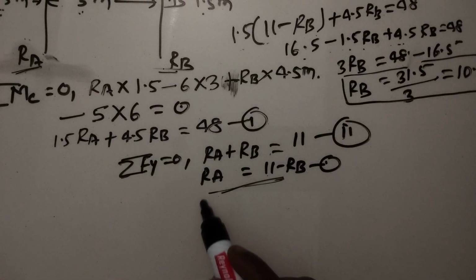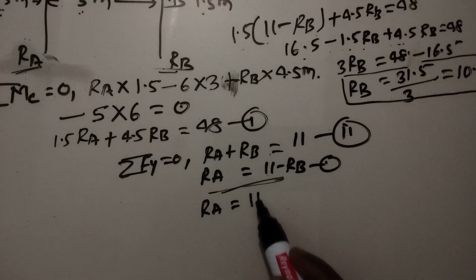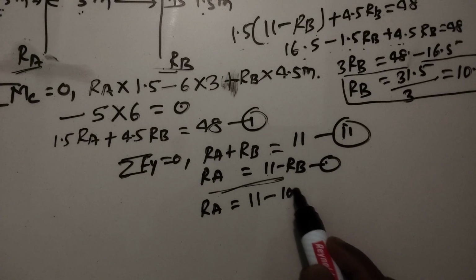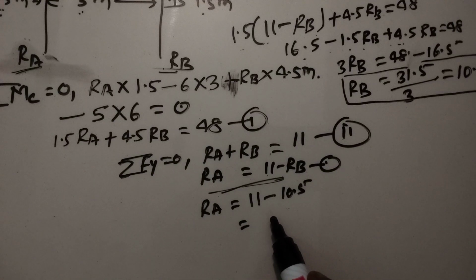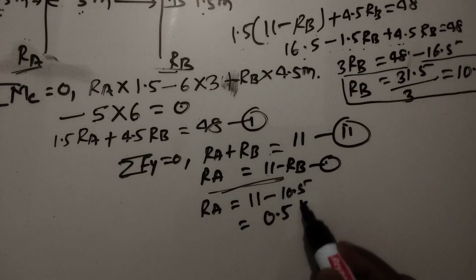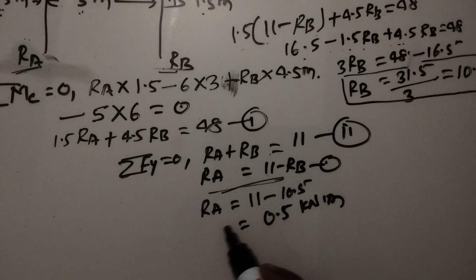Here RA equals 11 minus the RB value, which is 10.5, and that will be 0.5 kilonewton.